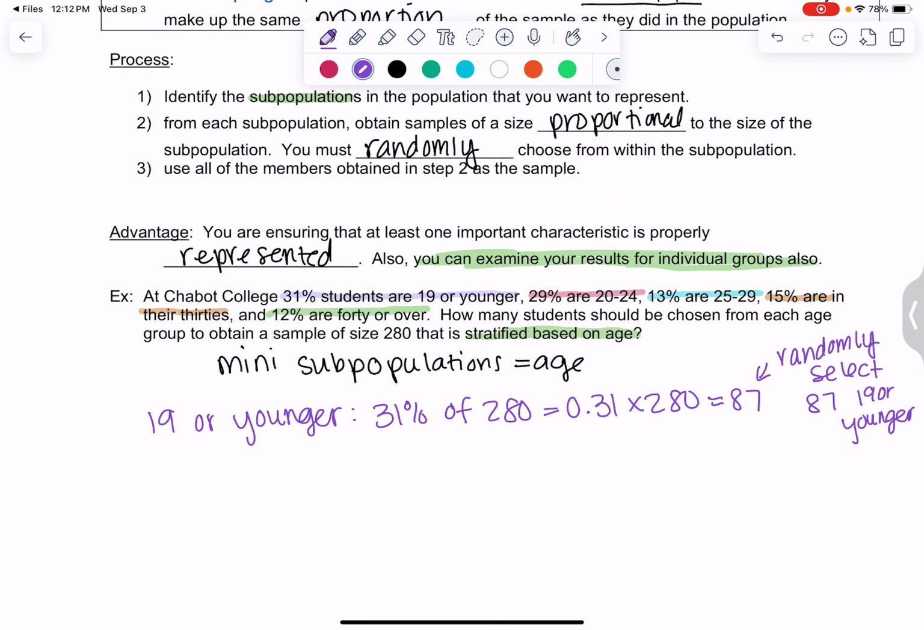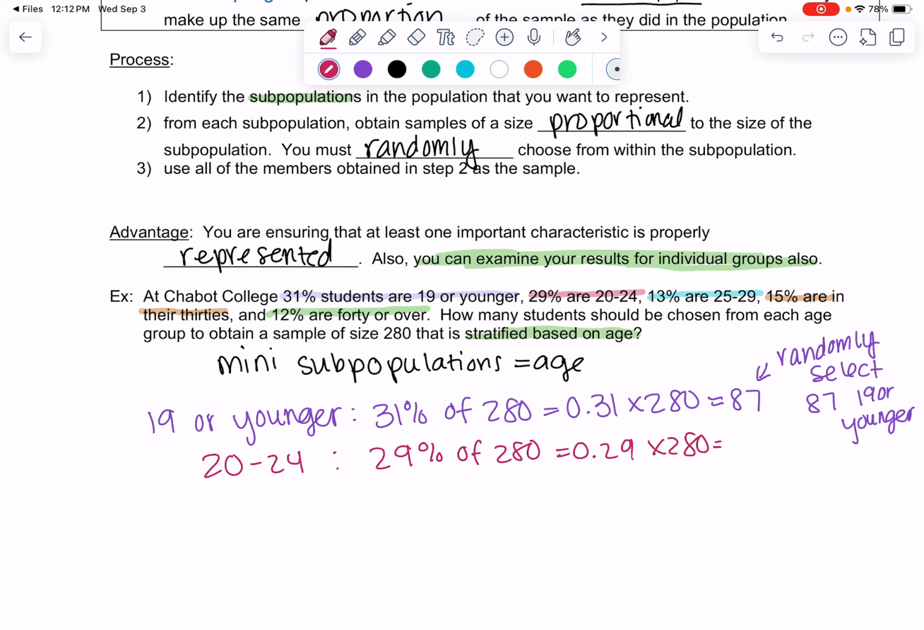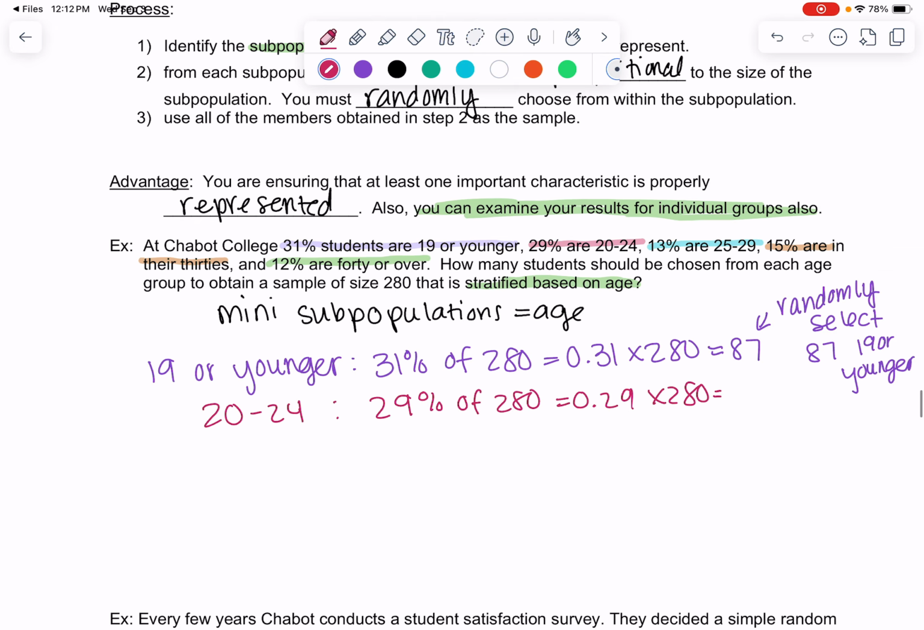So if you feel like you can do this, you should pause the video and try it. So I'll do the 20 to 24-year-olds. That should be 29% of 280. They're 29% of Chabot. They should also be 29% of my sample. So 0.29 times 280. I think I'm going to set them all up and then pull the calculator out.